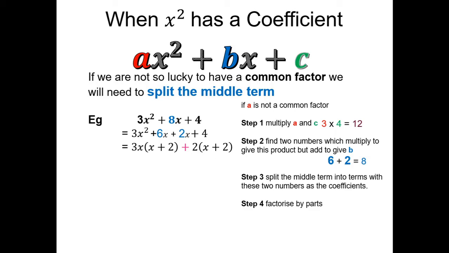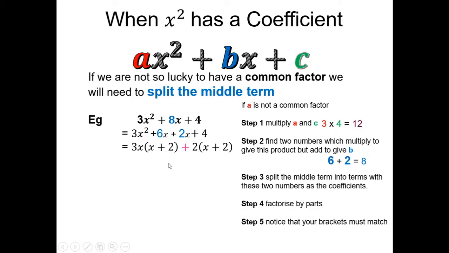That is not fully factorized. My answer is not just something times something. It's something times something plus something times something. So my next step is that I need to regroup this. First, notice that the brackets must match. If the brackets don't match, so I'd have different numbers in here, or if the signs don't match, so one's plus, one's minus, then I've made a mistake. But my brackets match exactly, both x plus 2. So that means I can regroup.